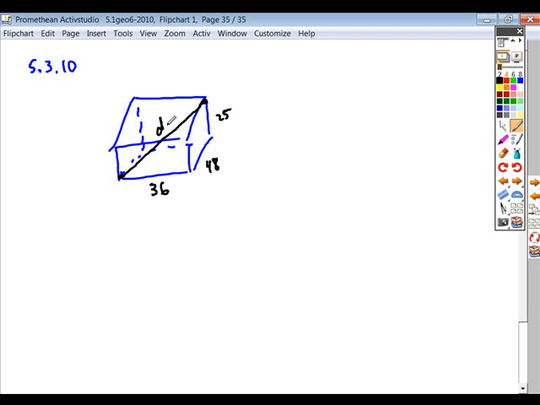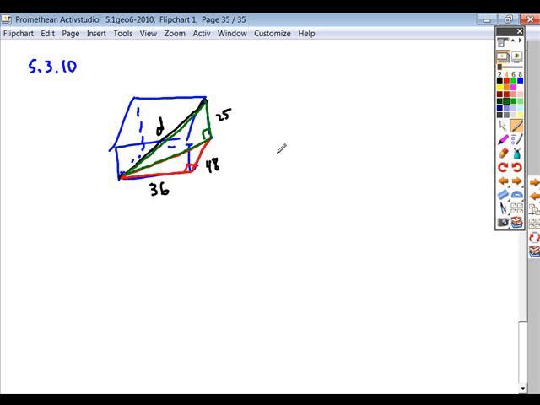In order to solve for D, though, you do need to break this into the elements that we're studying in this section, which is right triangles. And so the easiest thing to do is, if you draw a diagonal across the bottom of this box, it allows you to create not just one right triangle, but a second right triangle as well. And so using those two right triangles, you should be able to identify D.